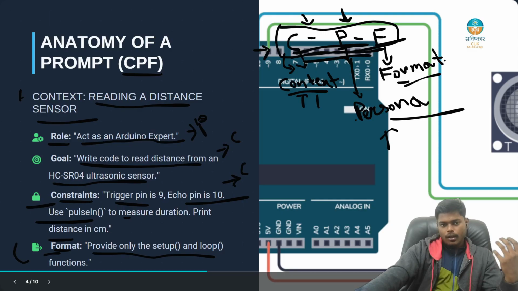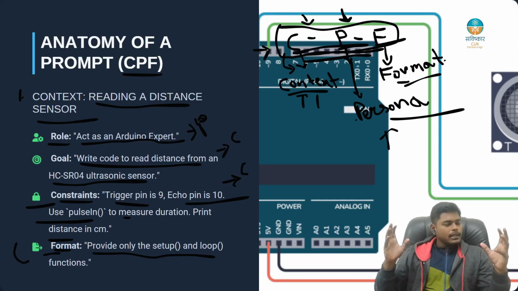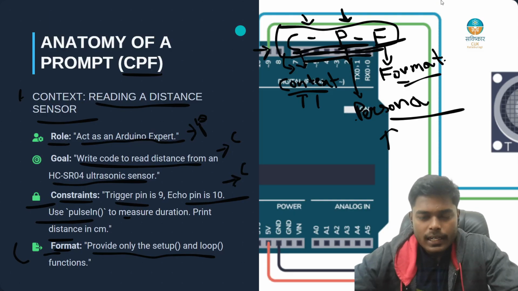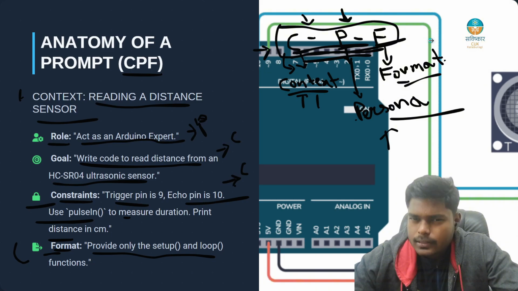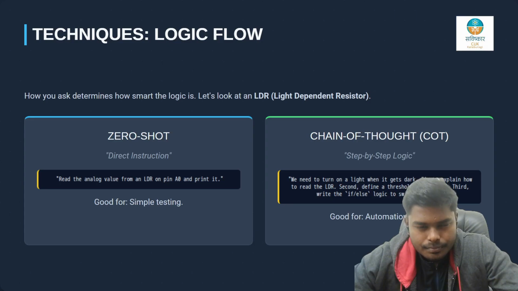All right. Got it? So it's about the anatomy of prompting, or the CPF method of prompting, where we use the context, persona, and format. Got it, guys? I hope it's pretty much clear. I'm going to show you hands-on, so no need to worry about it. All right, so let's go to the next.